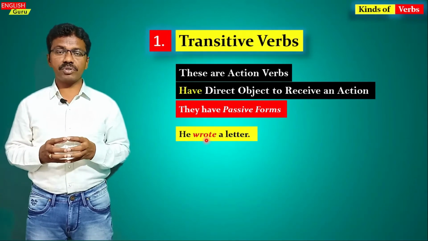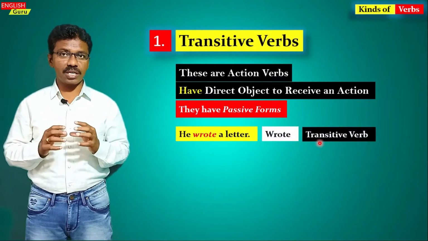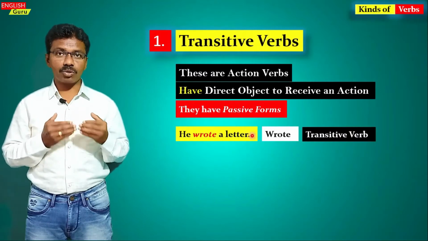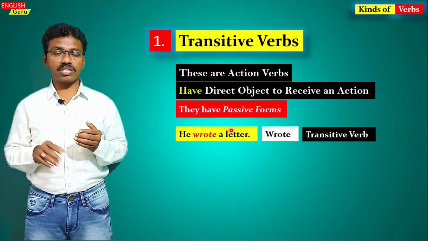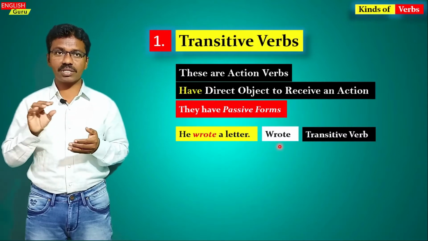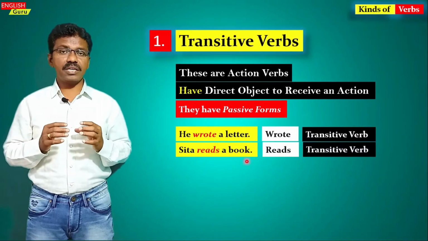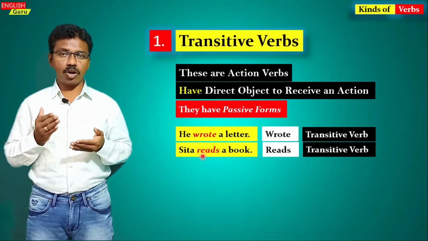For example, if you take he wrote a letter, here wrote is a verb, that is a transitive verb. And wrote has an object also. What is the object of wrote? Letter. What is the subject? He is the subject and object is letter. And in a similar manner, Sita reads a book. Reads is a transitive verb and book is an object.